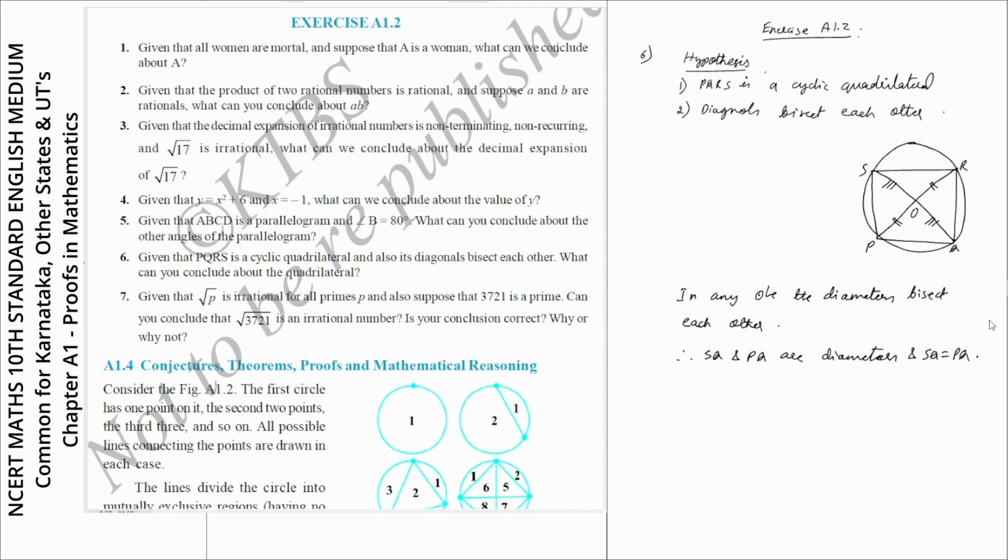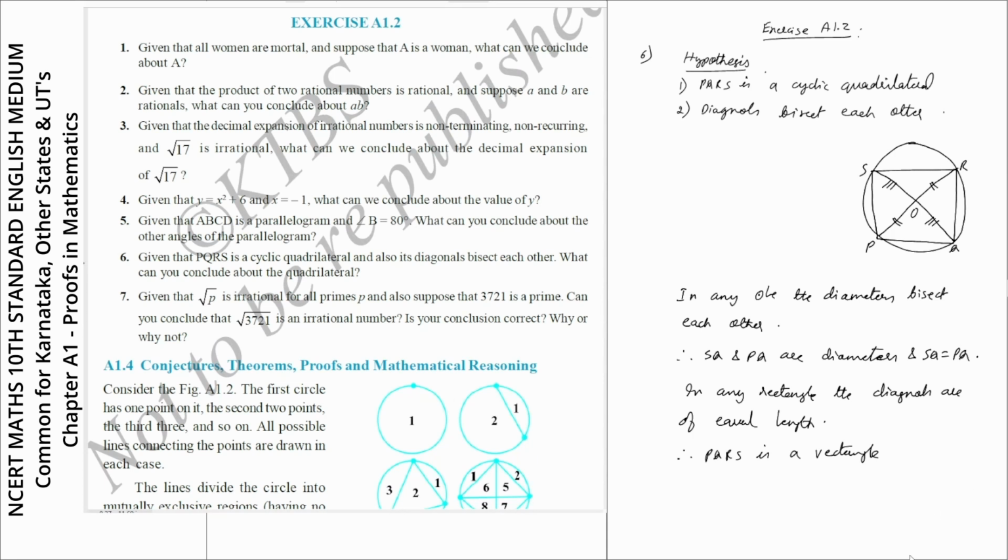So in a rectangle also the diagonals are of equal length. In any rectangle the diagonals are of equal length. Therefore what is our conclusion? Therefore PQRS is a rectangle. Actually, PQRS can be a square also.